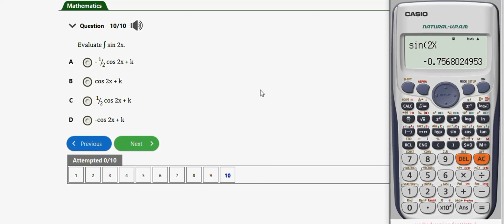So right now we're going to differentiate the options. Now that gives us minus 0.75 will be the answer to this question. Okay, minus 0.75. So let's differentiate. We have shift this sign. So we have, remember we got minus 0.75 right here. So we have minus, and we use this fraction button. So we have 1 over 2. Okay, then we have cos 2x.